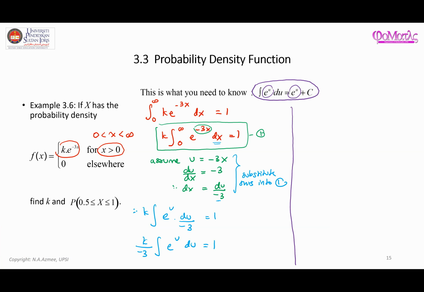So here I've got k over negative 3, integrate this, we're going to get the same thing, and I'm going to substitute u with the original statement given here. So the result is going to be e to the negative 3x, and the limit is going to go back to these values given here. So infinity and 0, and this must be equal to 1. Okay.